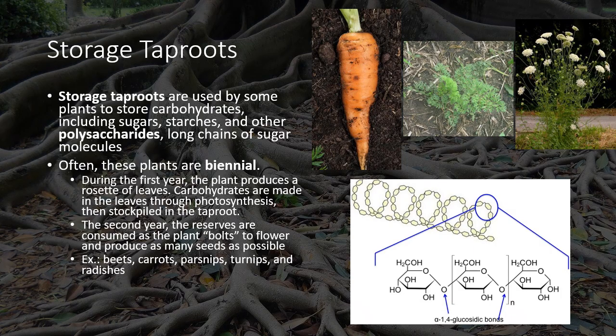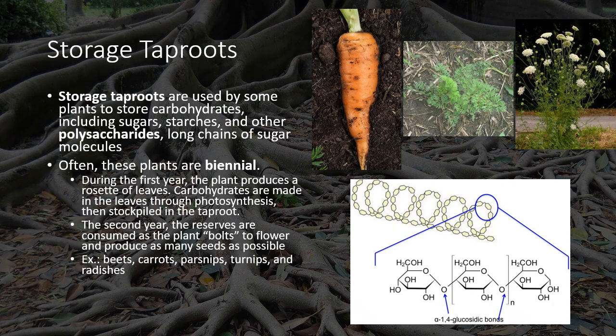Often, plants with storage taproots are biennial, which means they've got a 2-year life cycle. The first year, the plant produces just a rosette of leaves. When you look at this top middle image, that's the rosette of leaves of a carrot. And that rosette of leaves is going to do photosynthesis. It's going to transport those sugars down into the root and stockpile them. It's just going to grow that root bigger and bigger, stockpiling those carbohydrate reserves. Then they'll go through a winter.